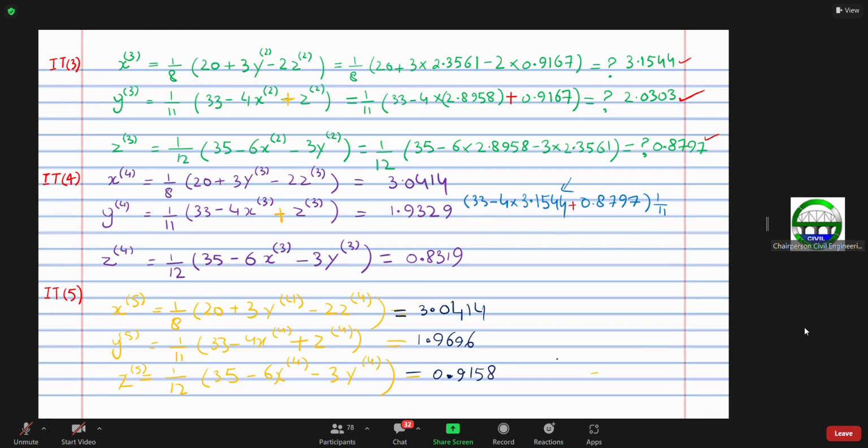Okay, so we are getting closer. So let's see 3.15, this one. Now you see in this iteration and in this iteration, the value of x is almost the same, almost the same.